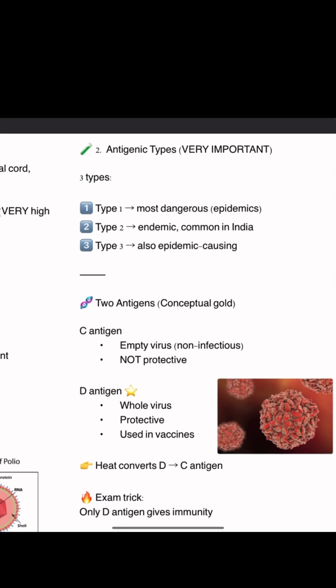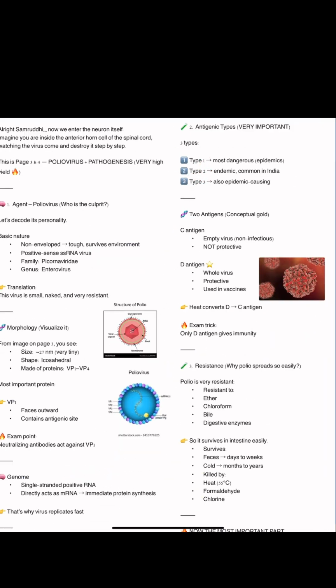The next thing to be seen is the antigenic types: type 1, type 2, type 3. Two antigens are there, C and D. C is empty, non-infectious, non-protective. D antigen is the whole virus. It is protective and used in vaccines. And heat converts D antigen into C antigen. Only D antigens, the whole virus, the protective ones, give immunity and are used in vaccines. Resistance: polio is resistant to ether, bile, and digestive enzymes. So it survives in the intestine easily.